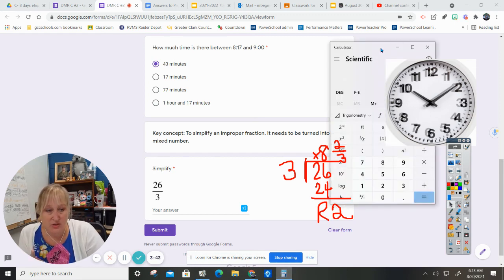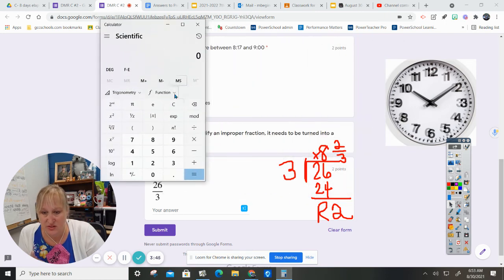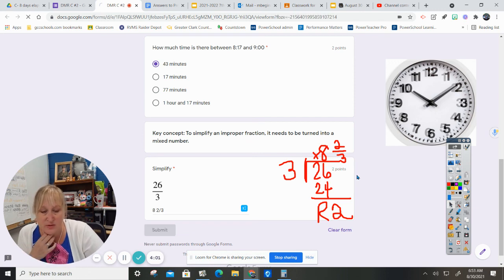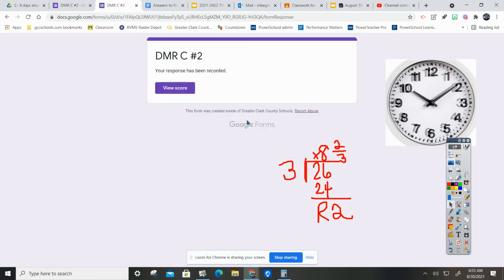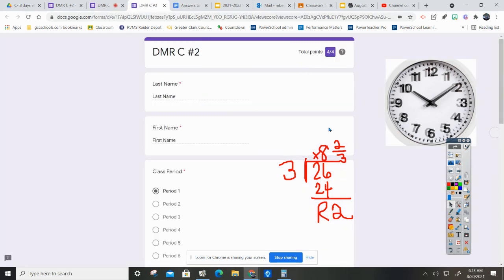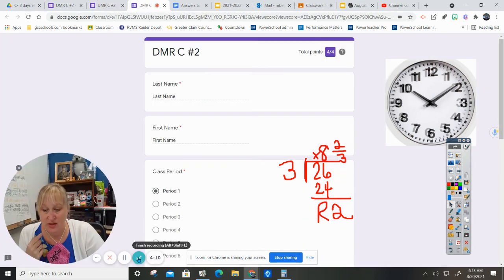But you can also use a calculator, and it's 26 divided by 3. It should be 8 and 666666666. So I'm going to type my answer as 8 space 2/3. Hit submit. View the score. I got 4 out of 4. So that's all for this one.